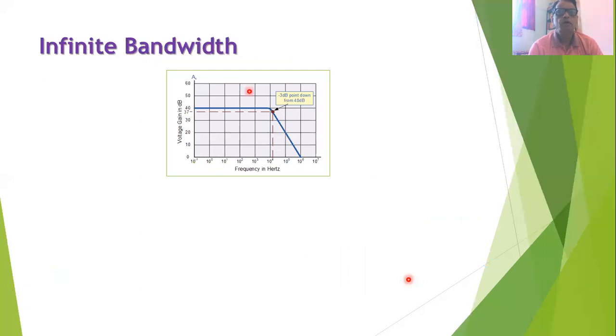Now we will go for discussion of another ideal parameter, and that is called bandwidth. Ideally, the bandwidth of the operational amplifier must be infinite.